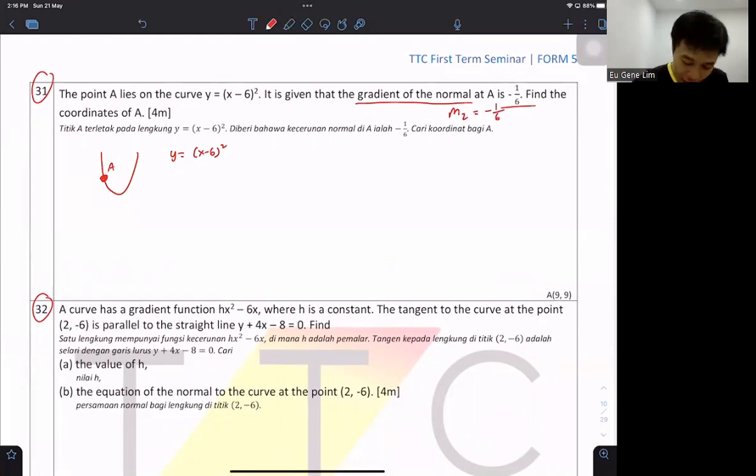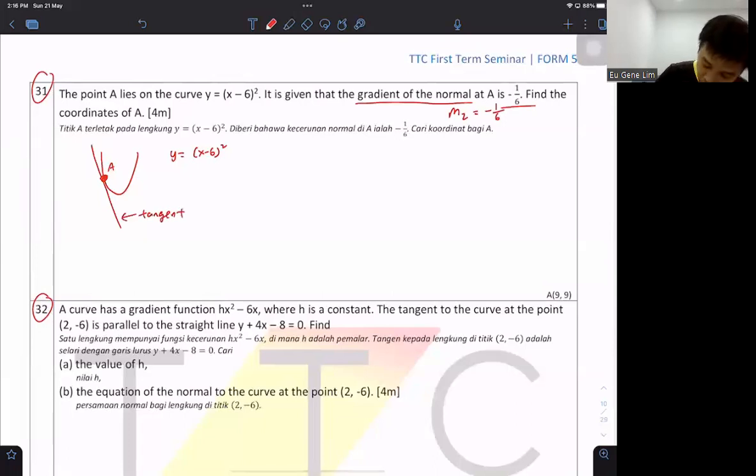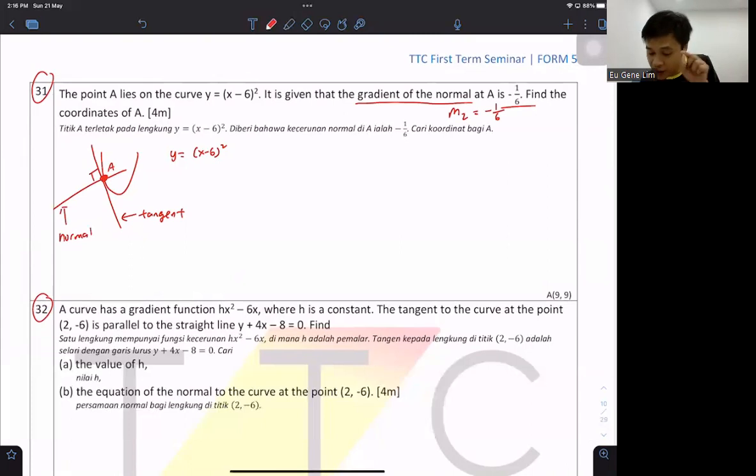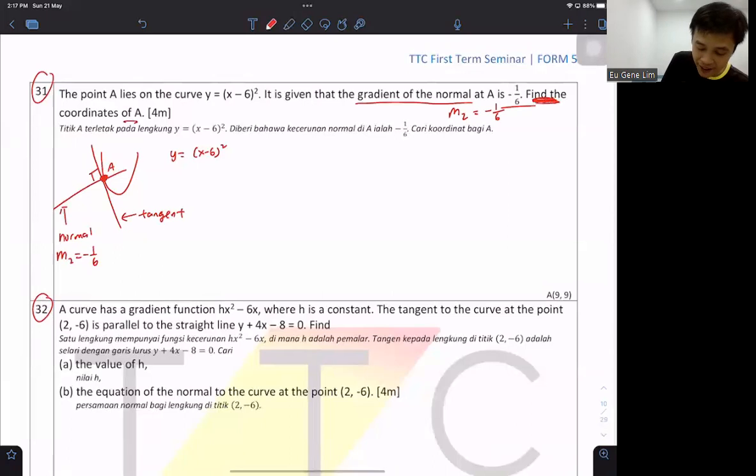So I start to draw. Okay. So this is the tangent. Touch one point. This is the tangent. Oh, then this is the normal. Okay. This one is the normal. The gradient of the normal is negative 1 over 6. So n2 equals negative 1 over 6. So now the question says find A. Find the coordinates of A. Meaning find this point. Find the point A. So how to find that?